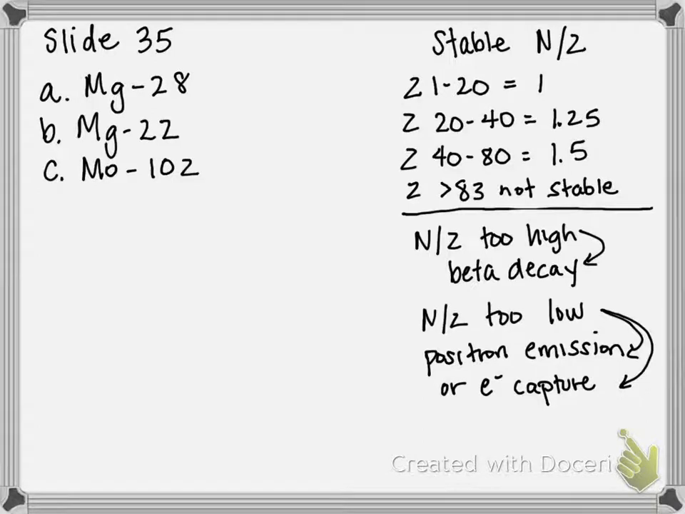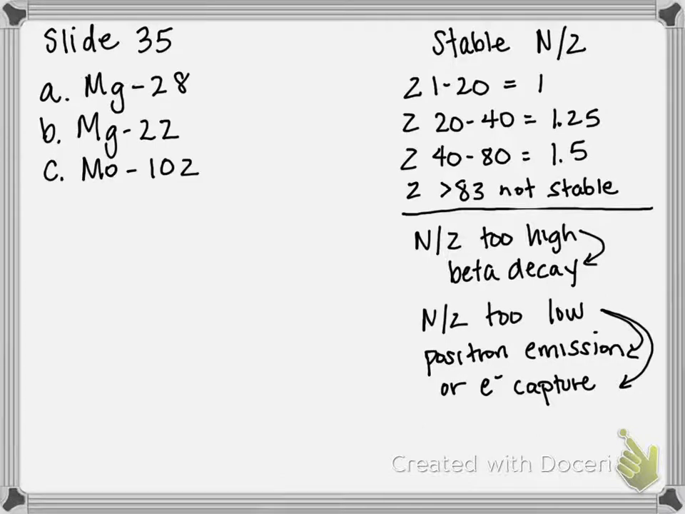This is our example on slide 35 of our chapter 21 PowerPoint. And here they want us to predict whether each nuclide is more likely to decay via beta decay or positron emission, and they give us 3 examples.